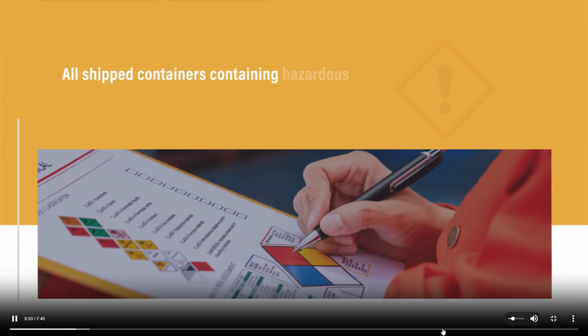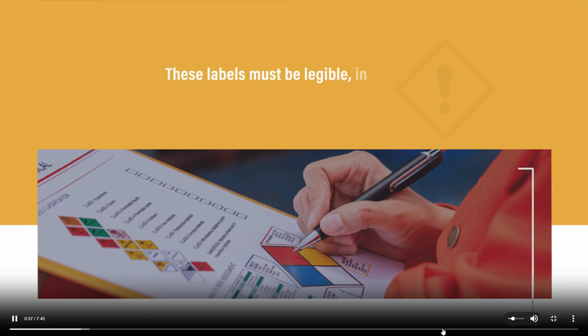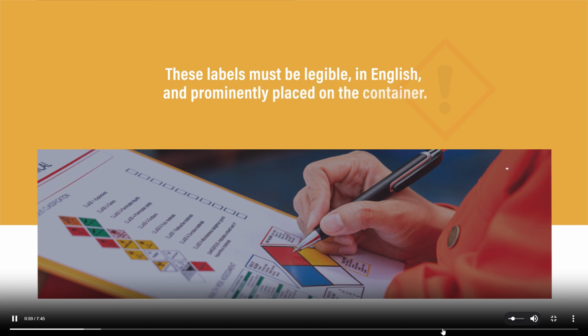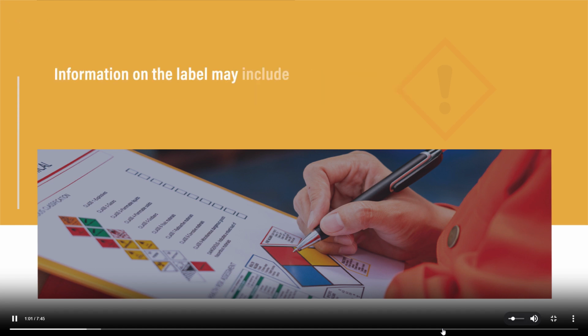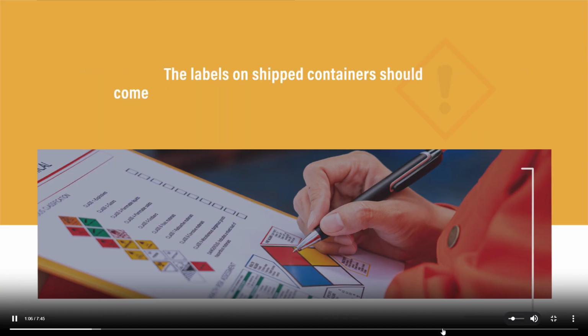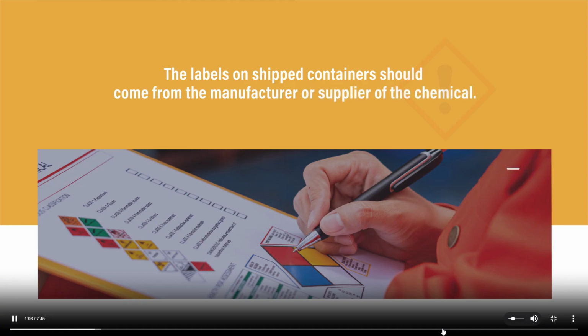All shipped containers containing hazardous chemicals must be labeled. These labels must be legible, in English, and prominently placed on the container. Information on the label may include languages other than English as well. The labels on shipped containers should come from the manufacturer or supplier of the chemical.